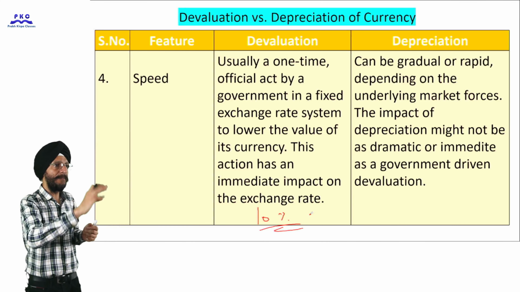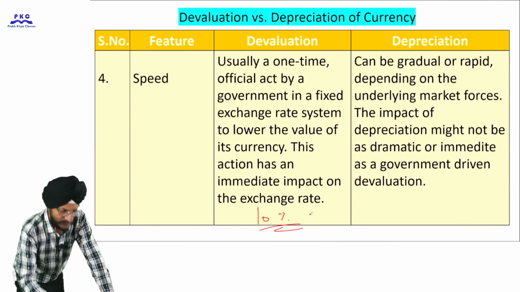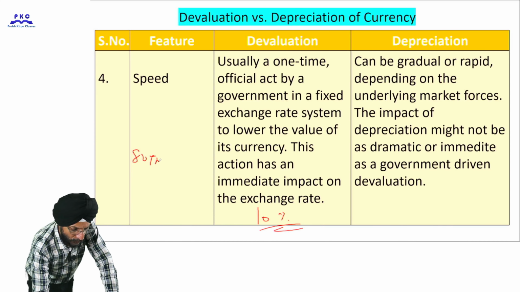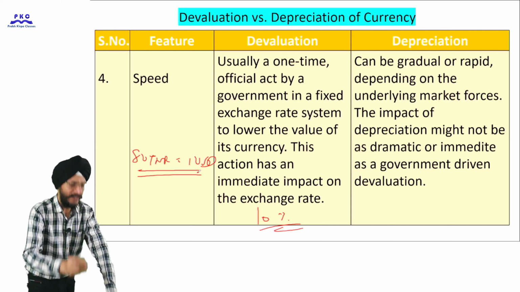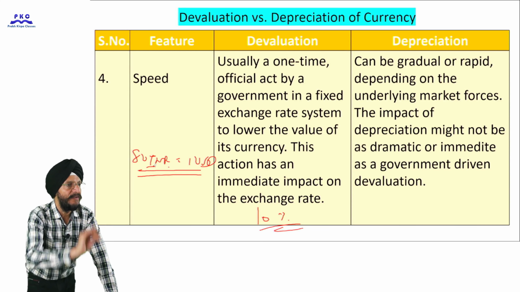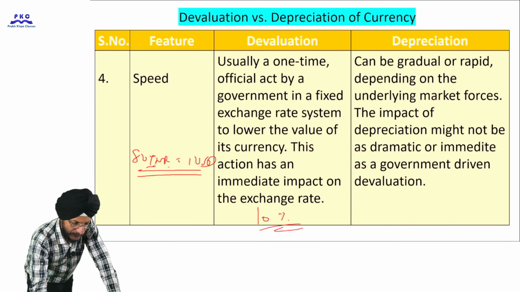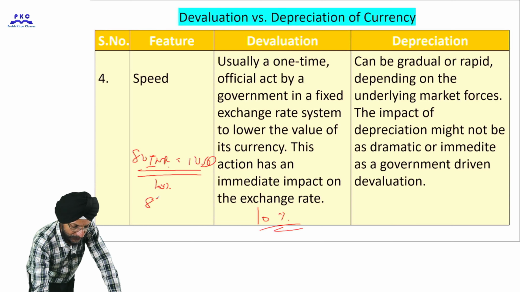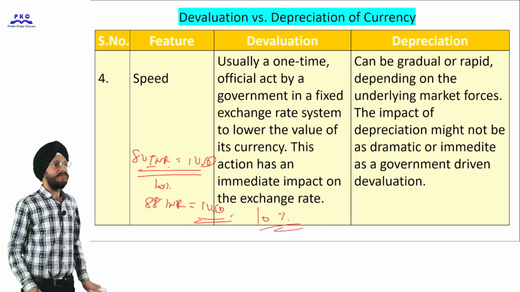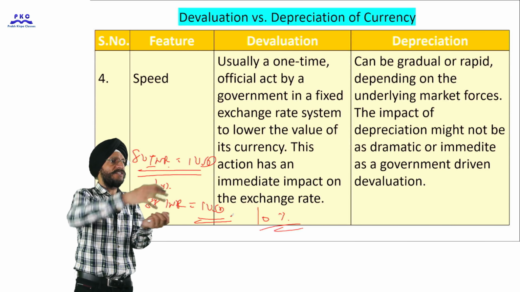This action has immediate impact. Suppose at present 80 Indian rupees are equal to 1 US dollar, and the government of India decides that it wants to devalue its currency by 10%. Then what will happen? Immediately 88 Indian rupees will become equal to 1 US dollar. The impact is immediate on the exchange rate.